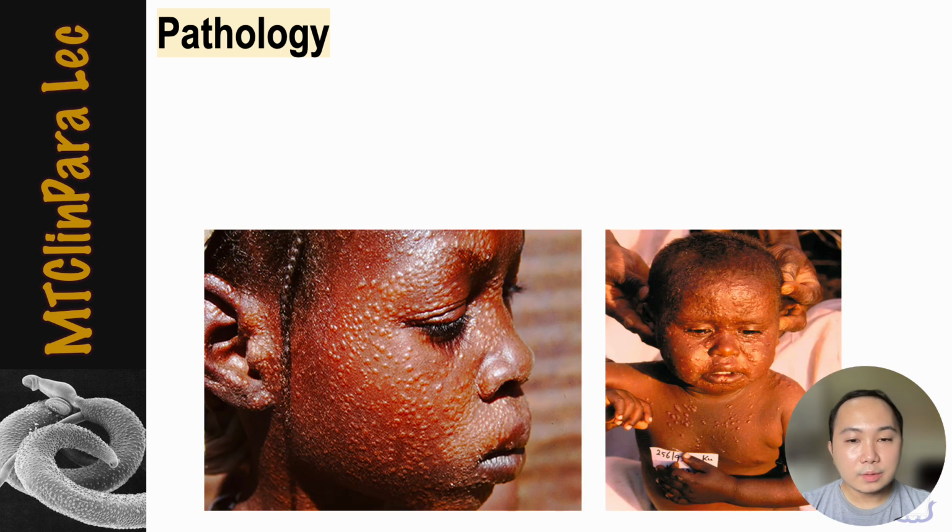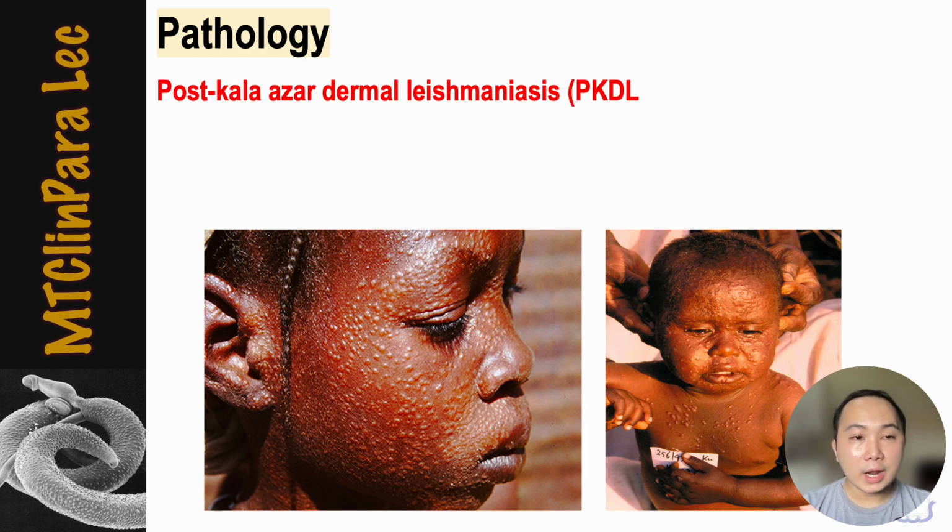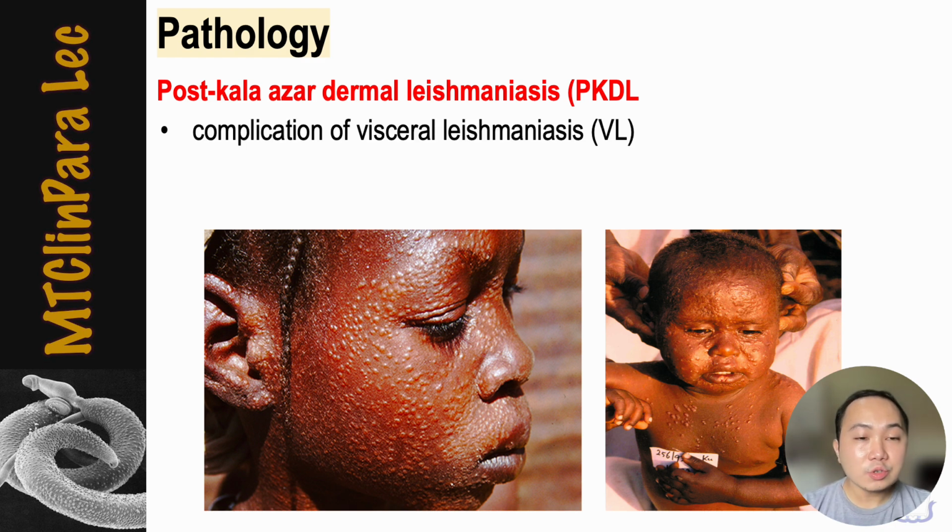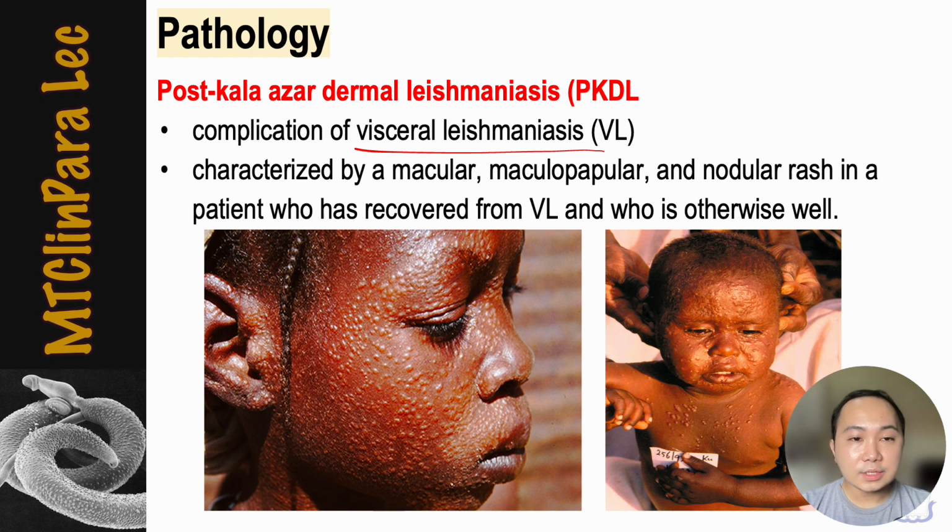Just take note that when it comes to your visceral leishmaniasis, a patient who recovered from this disease may progress into post-Kala-Azar dermal leishmaniasis. This is a complication of your visceral leishmaniasis where the recovered patient usually manifests with macular, maculopapular, or even nodular rash in the skin of the patient, just like here on this picture. So this is a complication of the patient who recovered from this type of disease.